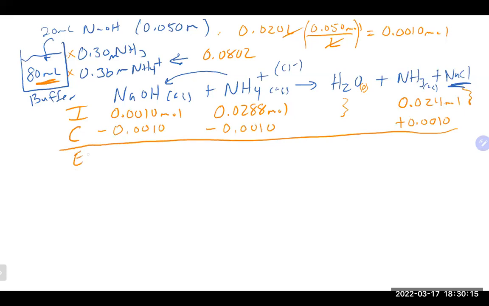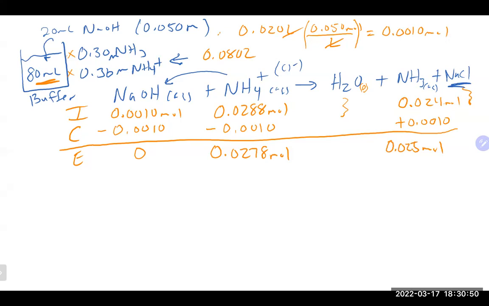That means that we will hopefully have used up all of our sodium hydroxide, which we hope we did. 0.0288 minus 0.001 is going to get us 0.0278 moles of this guy. We're going to take 0.024, and important here to add, not subtract, 0.001 on the right-hand side there, going to get us 0.025 moles. Any question on the ICE table here?